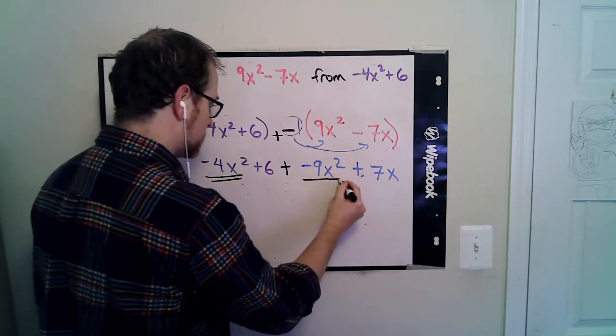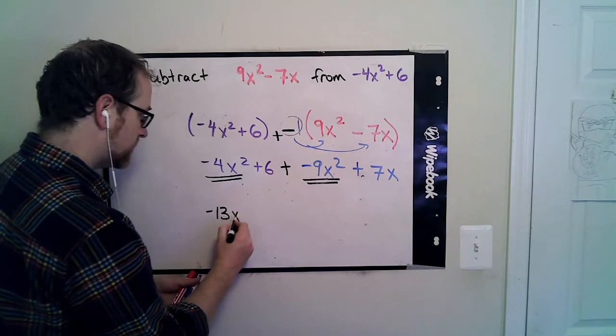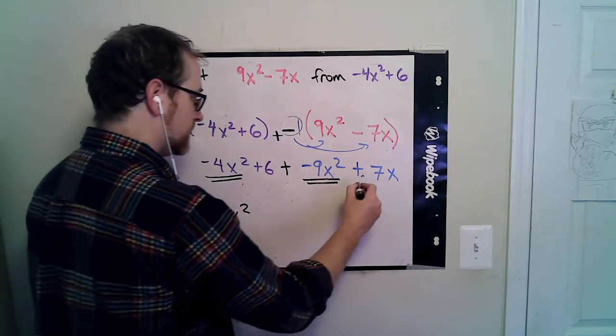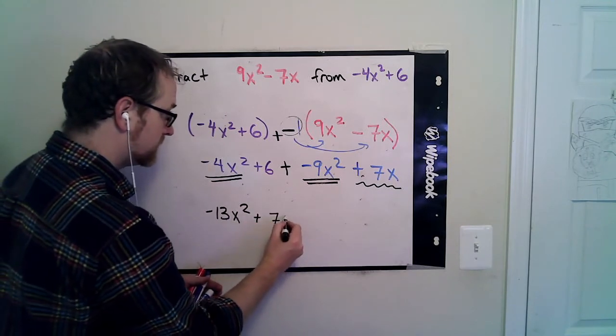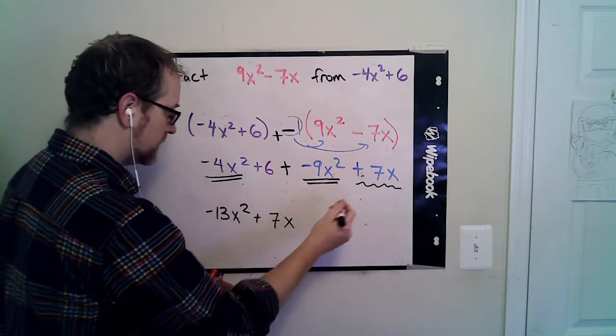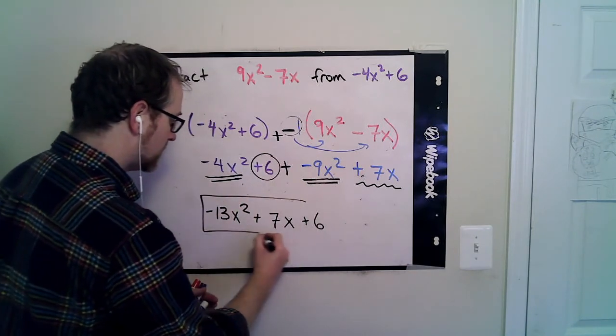That is a like term with this, and that would make negative 13x squared. And then this one is not like that, so I'll just copy it. And this one is not like anything else, so I'll just copy that. And that would be our answer.